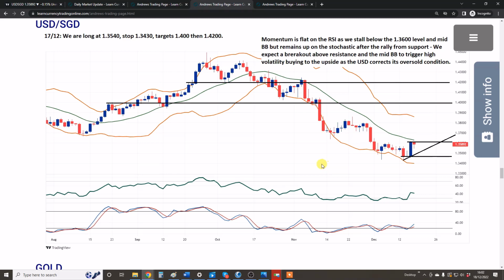Now, in terms of the SGD, it's not a commodity currency, of course, but it is a huge transport hub with a big exposure to China. It's also very sensitive to the outlook for global growth. Obviously, we're pessimistic, which should weigh on the SGD.